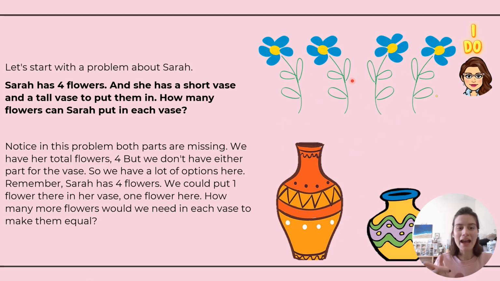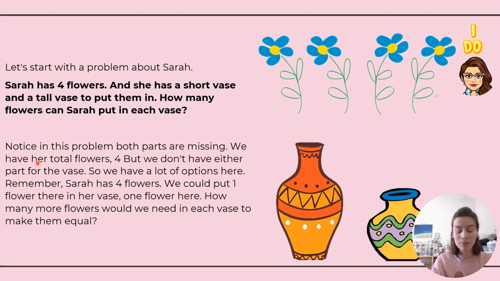All right, so now we are going to look at this problem about Sarah. I'm going to model this for you, and I want you to pay extra close attention without writing. That way you know what to do during we do time. So step 1, understand it. I'm going to read the problem. Sarah has 4 flowers, and she has a short vase and a tall vase to put them in. How many flowers can Sarah put in each vase?